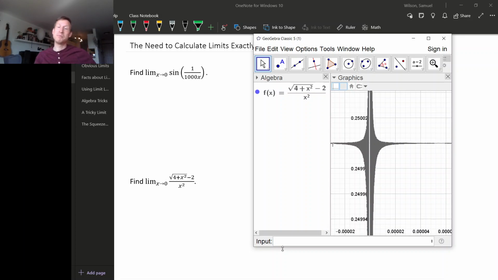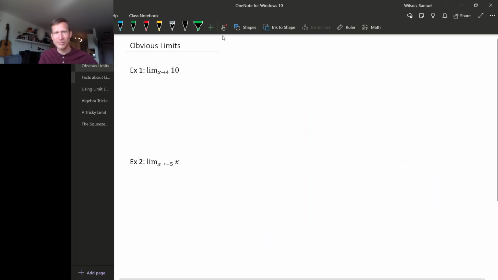We've seen these problematic examples of limits that made us think that really we need to come up with ways of calculating limits rather than just guessing them based on a graph. Fortunately, there are some limits that are so obvious that there's really no calculation to do. Let's look at a couple examples. So for one example, let's find the limit as x goes to 4 of 10.